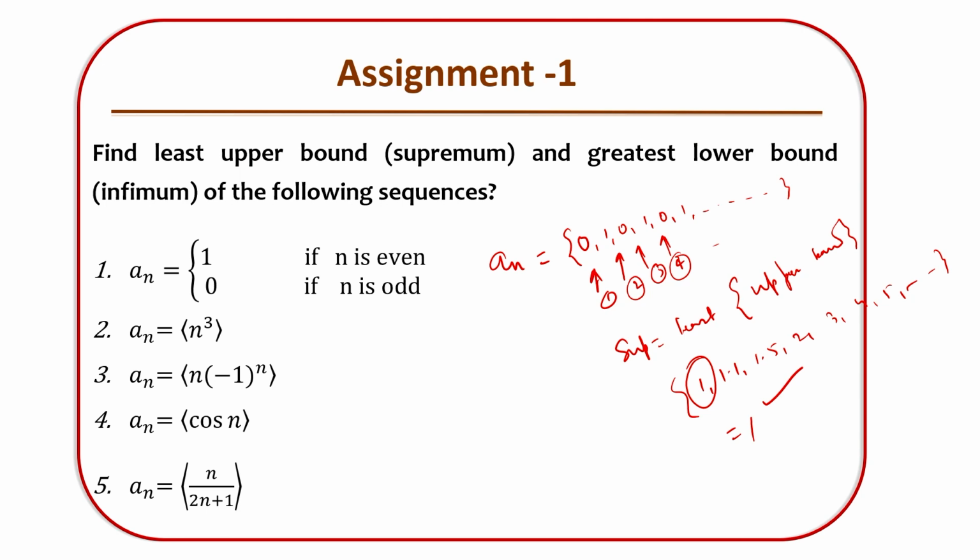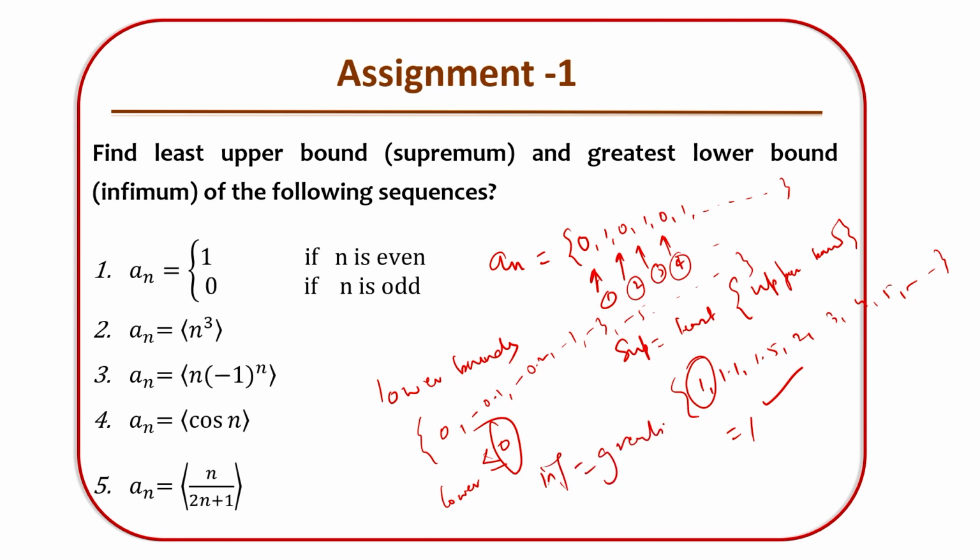Look at the infimum as well. Let me collect all the lower bounds. The lower bounds are 0, minus 0.1, minus 0.2, minus 1, minus 3, minus 5, and so on. Any number which is less than or equal to 0 is a lower bound. So what will be the greatest lower bound? The greatest lower bound is 0 itself, and hence the infimum is equal to the greatest of all these lower bounds, which is 0. So this is quite easy.